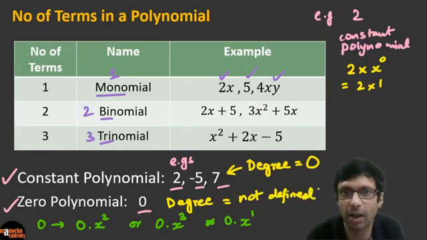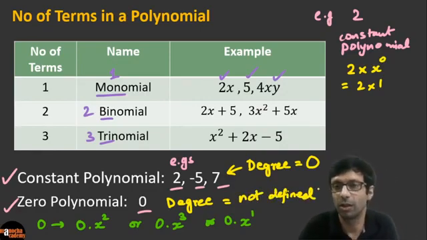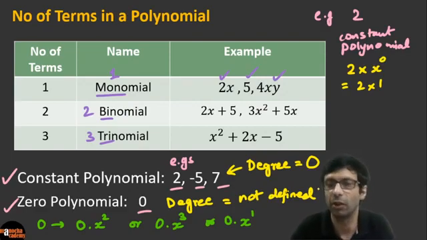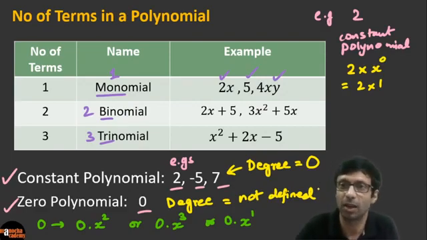As you can see from my examples, it can be 0 times x square, or 0 times x cube, or 0 times, I don't know, x to the power 7. So the power of x is the degree. Remember, the power of x is not defined here, right?